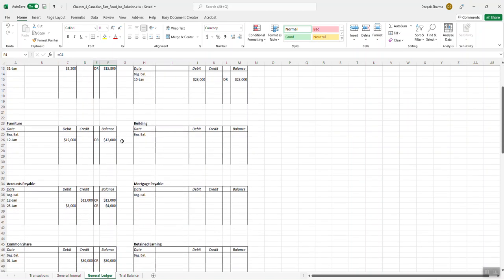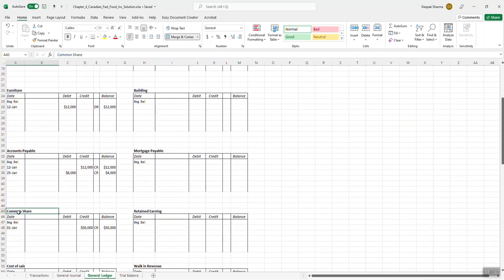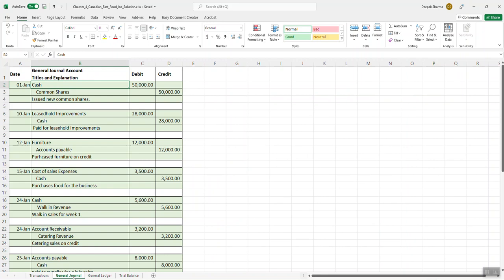The other side we have is common share. So common share is right here. January 1st, we credited 50,000. And now the new balance we have is 50,000, and the balance is credit because this is on the credit side. Then we just highlight the transaction so you make sure that you actually moved this into the general ledger. The next transaction we have is debit leasehold improvements and credit cash.